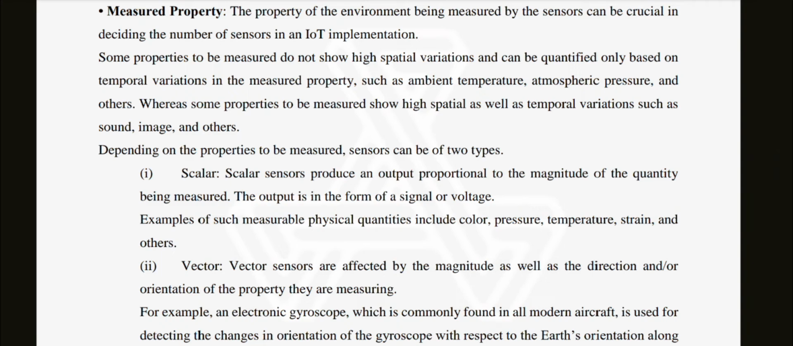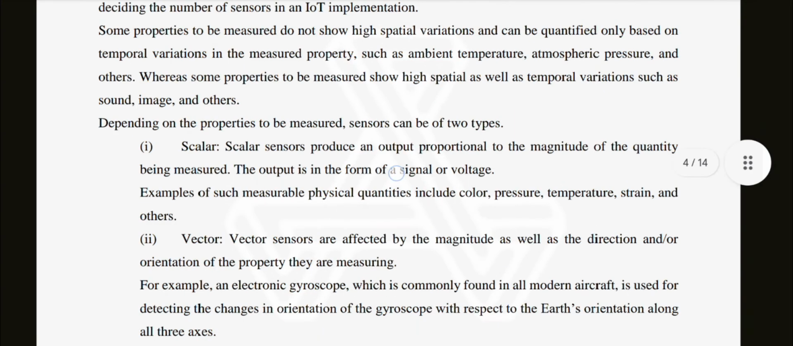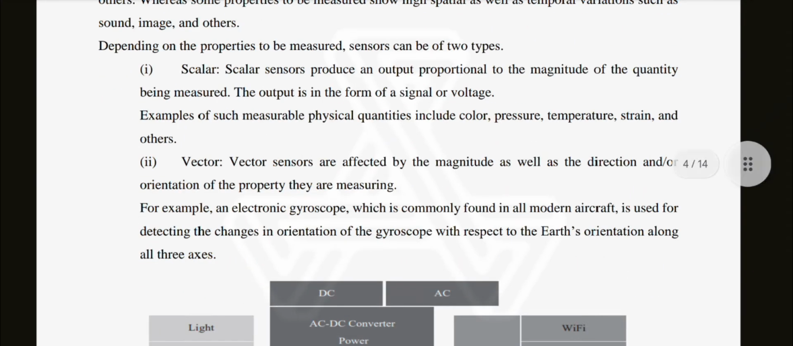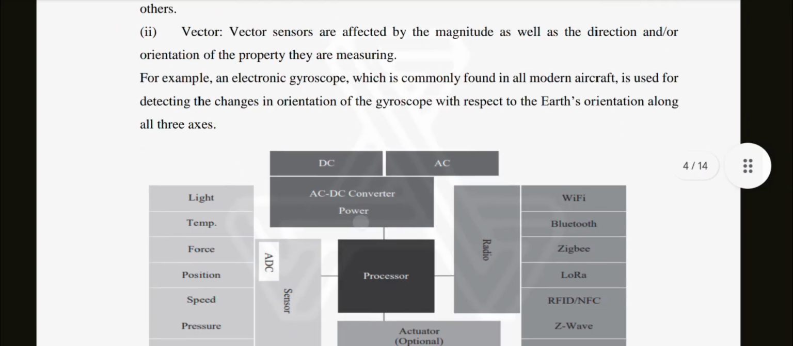Scalar and vector. Scalar sensors produce an output proportional to the magnitude of the quantity being measured. The output is in the form of a signal or a voltage. Examples of such measurable physical quantities include color, pressure, temperature, strain, and others. Vector sensors are affected by the magnitude as well as the direction and/or orientation of the property they are measuring. For example, an electronic gyroscope, which is commonly found in all modern aircraft, is used for detecting the changes in orientation of the gyroscope with respect to Earth's orientation along all three axes.